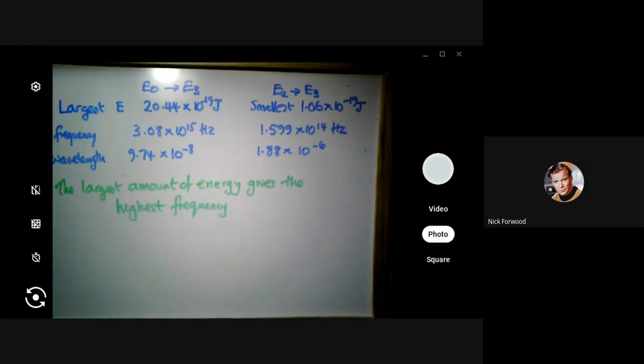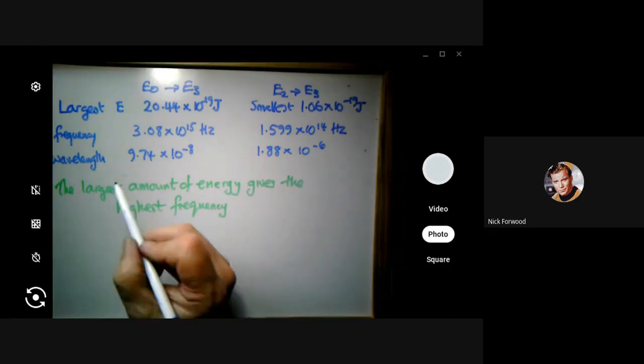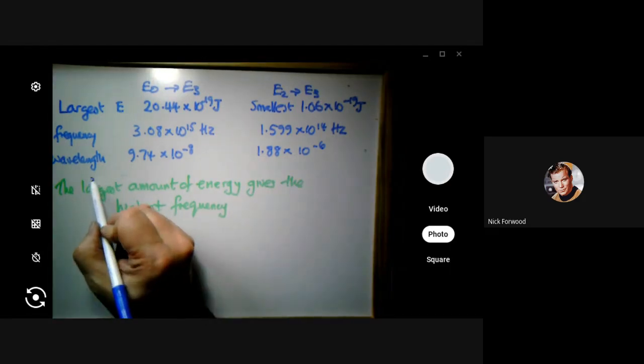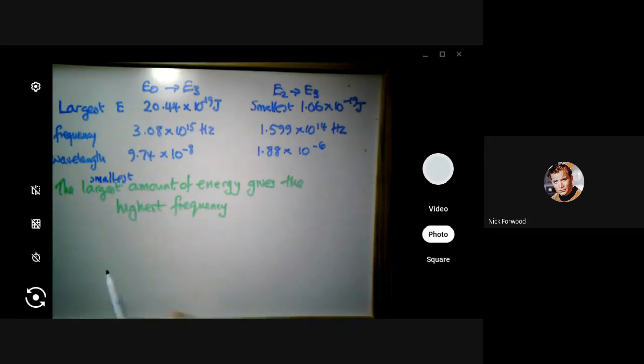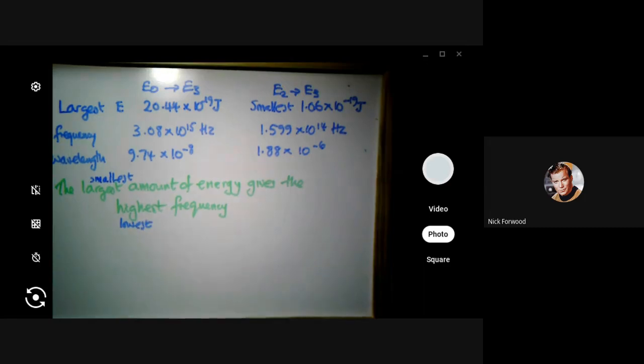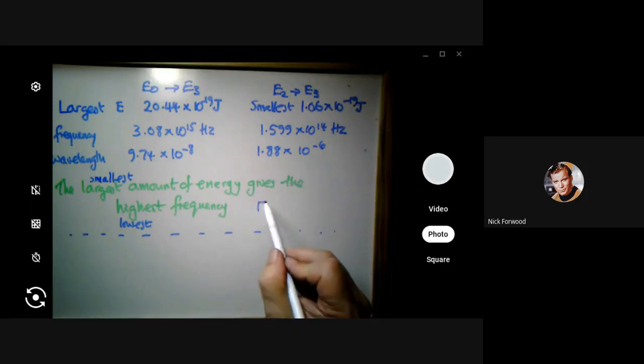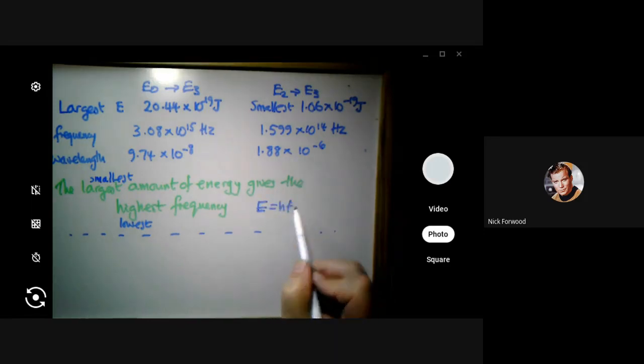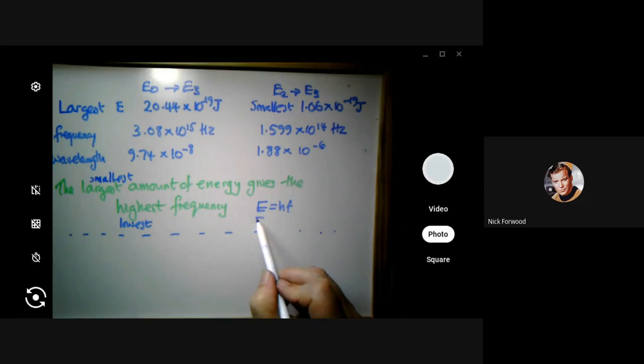And vice versa. The smallest amount of energy gives the lowest frequency. Let's write that there, in a different color. And why is that? Because E equals hf, which means that E is proportional to f, or f is proportional to E. So the bigger E is, the bigger f is, and vice versa. Let's have a look at the wavelength.